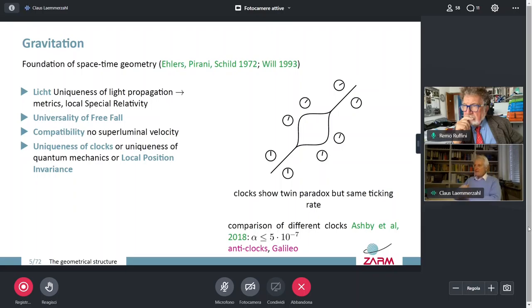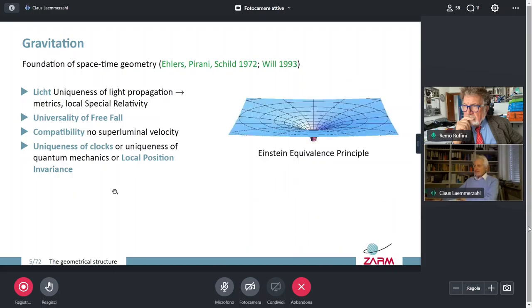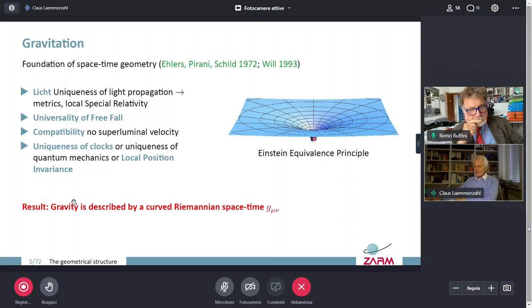If we require this, then the result is what all together is called the Einstein Equivalence Principle. And the result is that gravity is described by a curved Riemannian space-time. That is, the resulting degrees of freedom can be encoded into a two-index tensor, and this plays the role of a metric tensor.